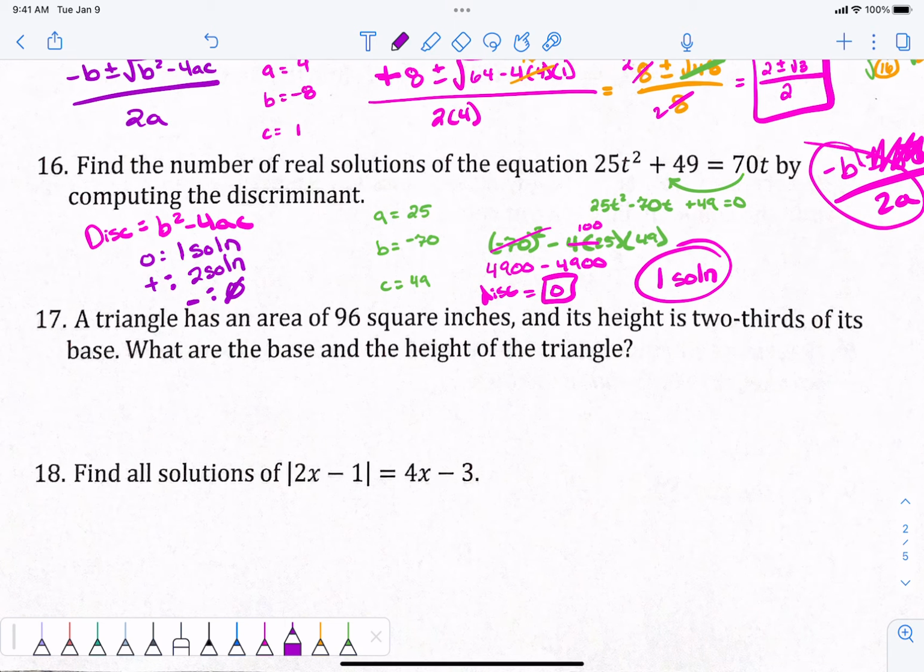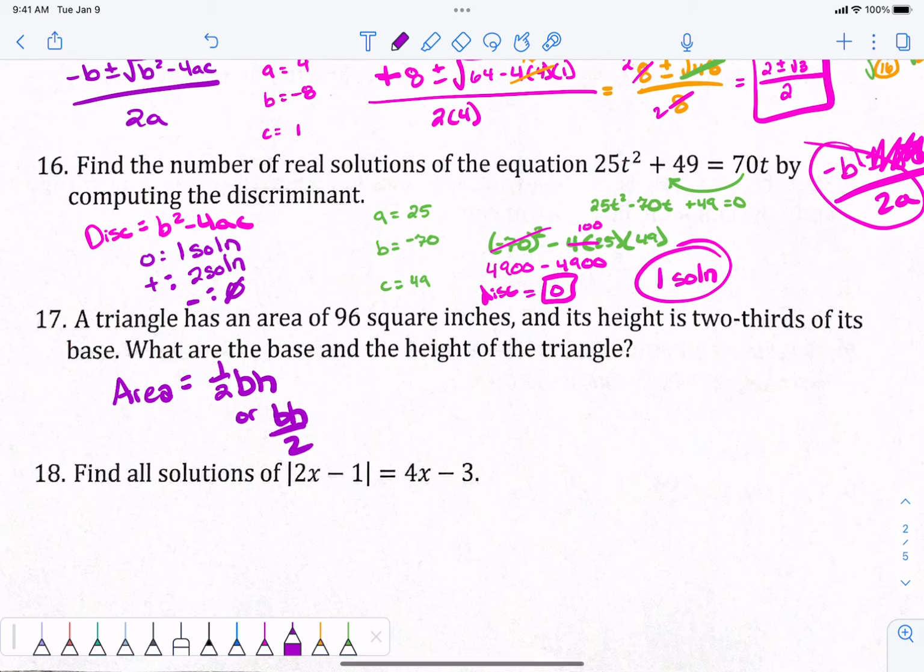Number 17. A triangle has an area of 96 square inches. How do you find the area of a triangle? Half base times height. For a triangle, it's 1/2 base times height, or base times height divided by 2.